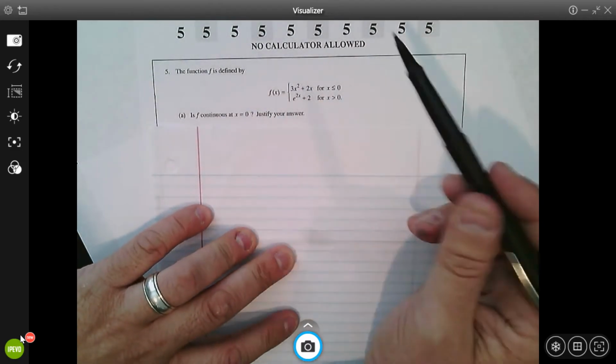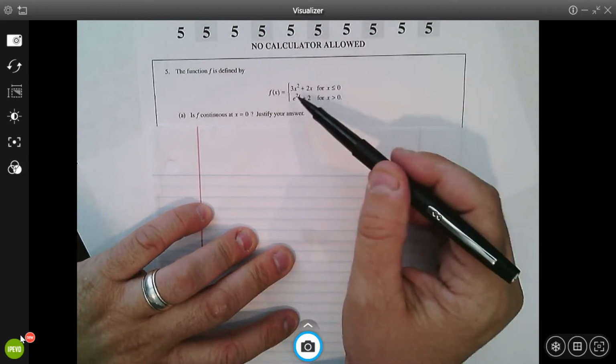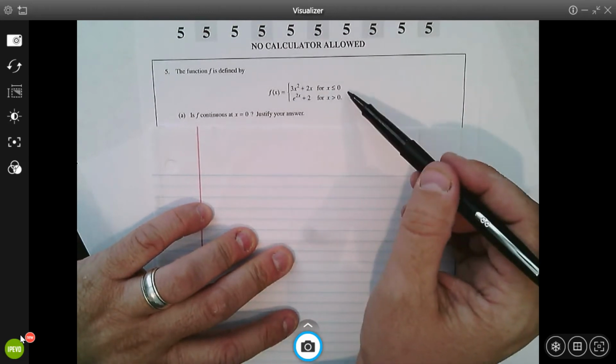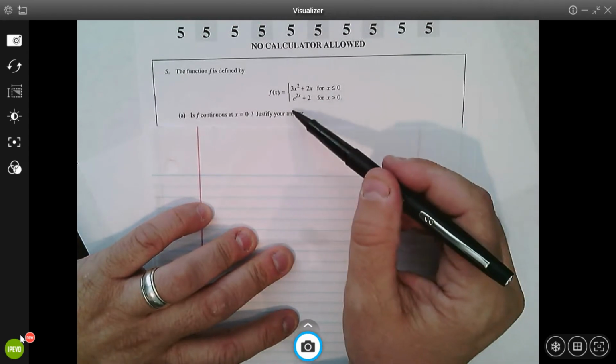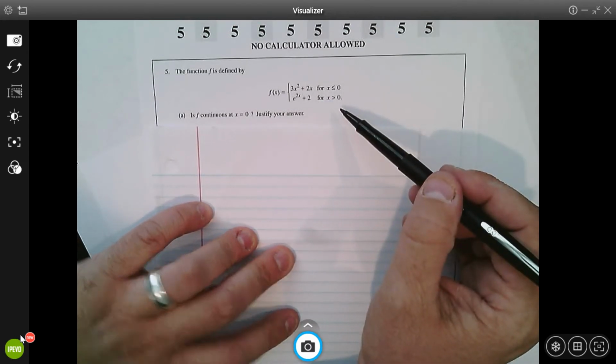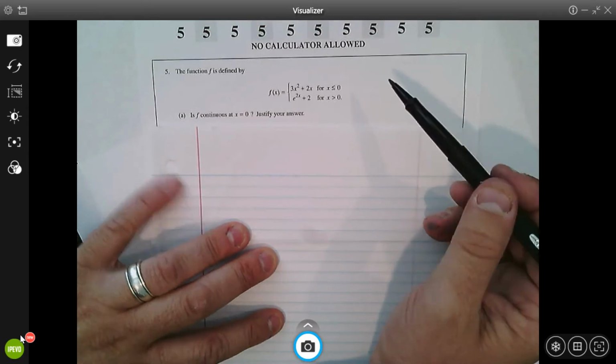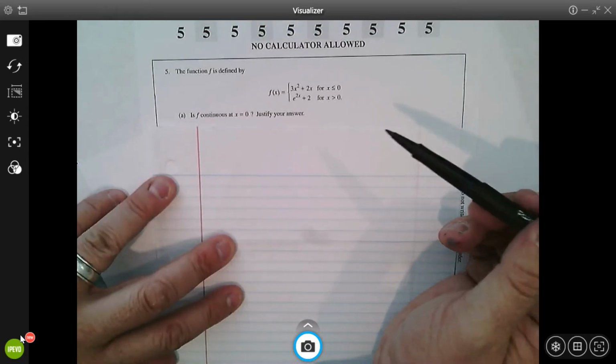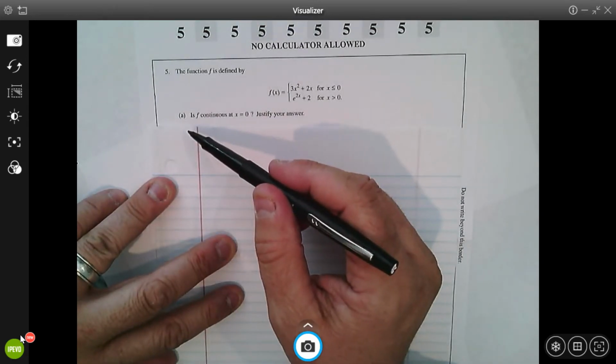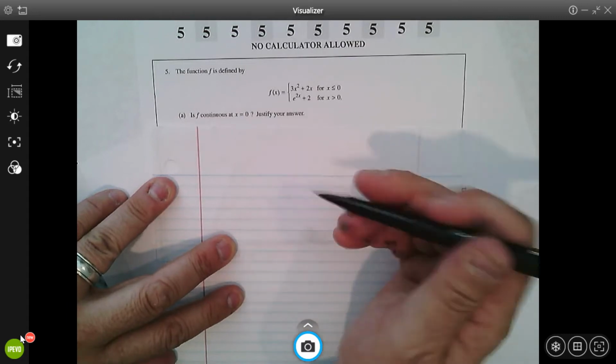We have a function f defined by f(x) = 3x squared plus 2x for x less than or equal to 0, and e to the 2x plus 2 for x greater than 0. Okay, we have a piecewise function. We've seen these before. In part A, the question asks, is f continuous at x equals 0?